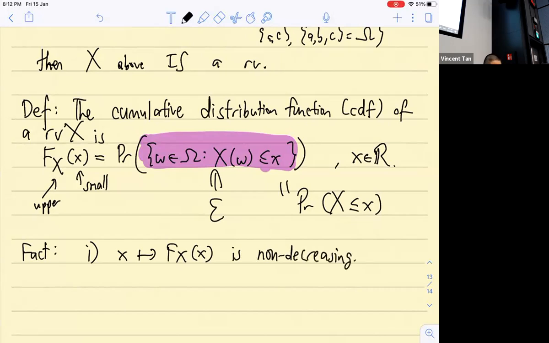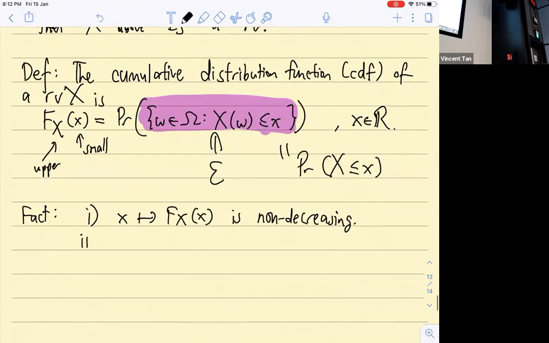Note that when I talk, I'm always very formal. When I say non-decreasing, I really mean non-decreasing. Okay, I don't mean increasing. All right, so why? All these can be proved. I'm not going to prove them.